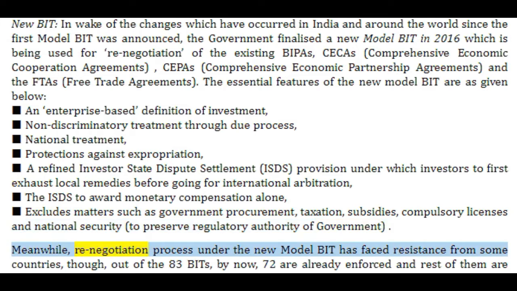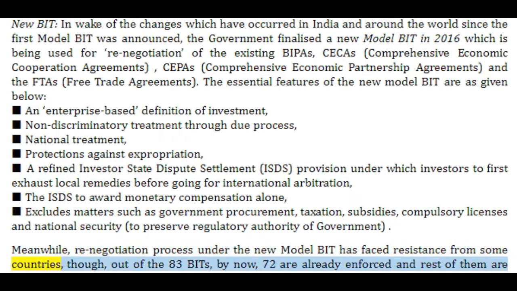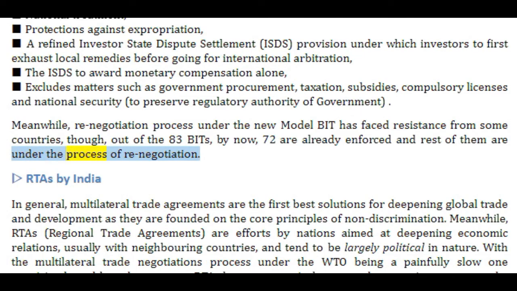Meanwhile, the renegotiation process under the new model BIT has faced resistance from some countries. Though, out of the 83 BITs, by now, 72 are already enforced and the rest of them are under the process of renegotiation.